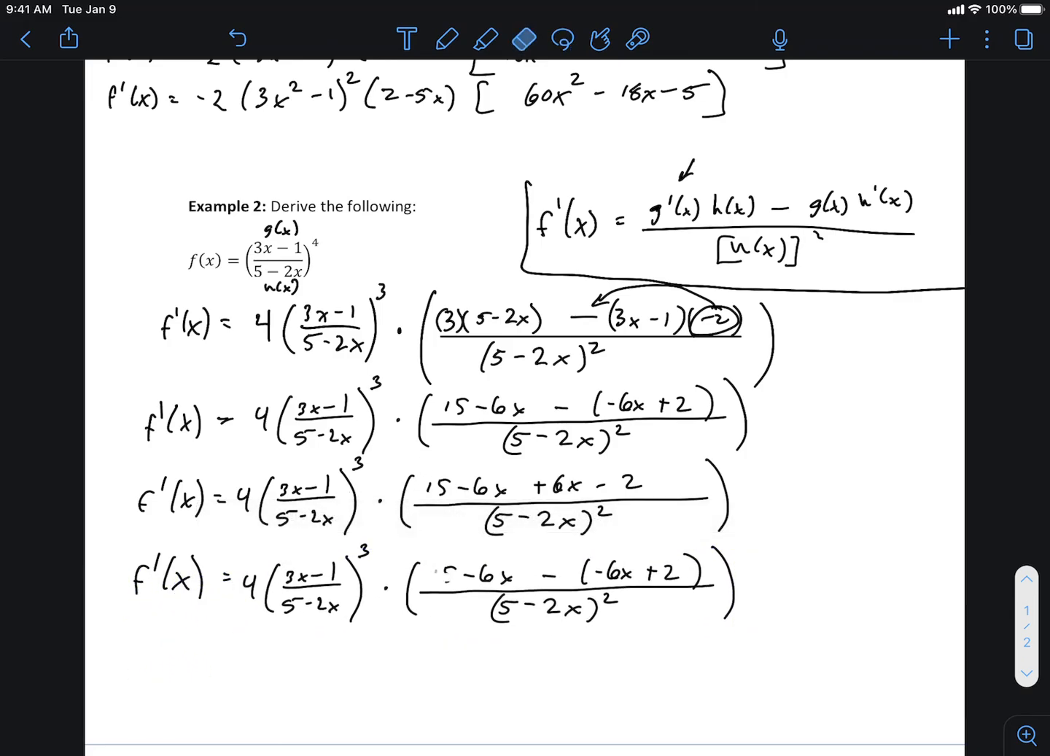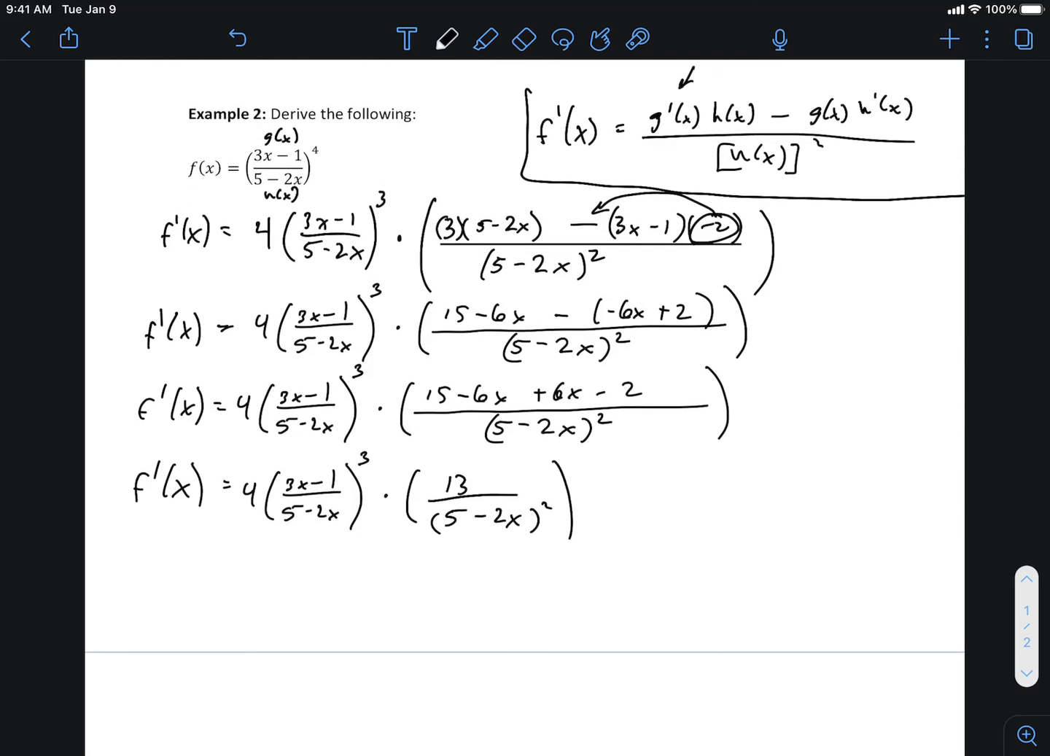something a lot smaller. We're going to have negative 6x plus 6x. That creates a 0 pair. And so we're going to get 15 minus 2, which will be 13, right? So we have 13 over 5 minus 2x squared. And I'm just going to do one more thing here. I'm going to rewrite this. I'm going to get 4, right, times 3x minus 1 cubed over 5 minus 2x cubed, right? All I did was put the cube in. And then that's multiplied against 13 over 5 minus 2x squared.